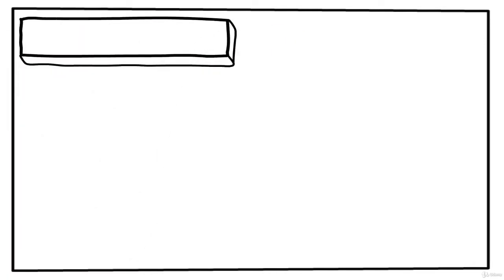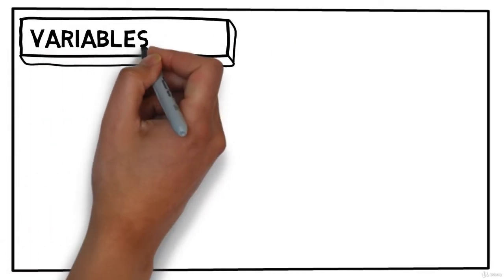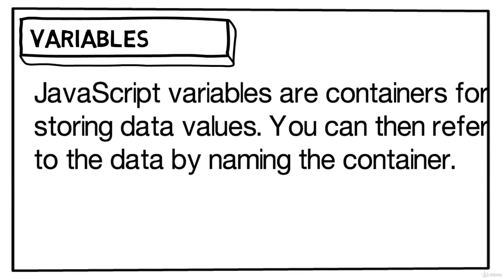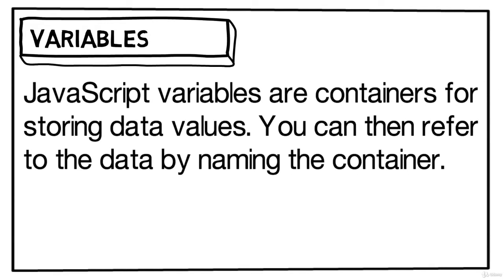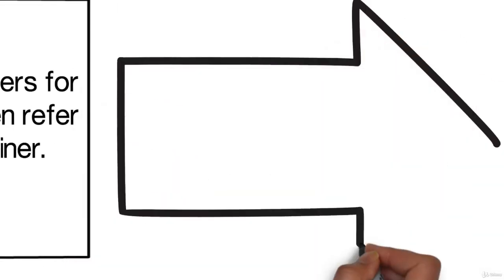Let's look at a quick refresher definition of variables. JavaScript variables are containers for storing data values. You can then refer to the data by naming the container. Here is the first question.